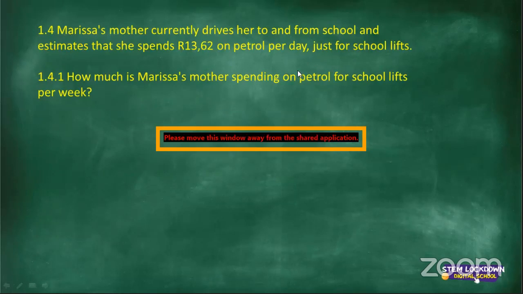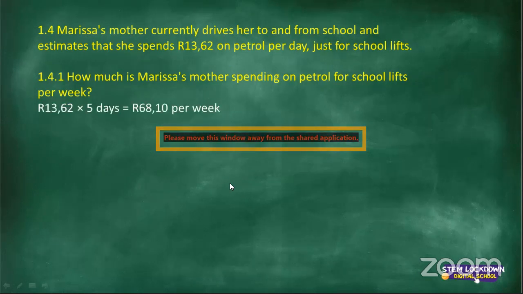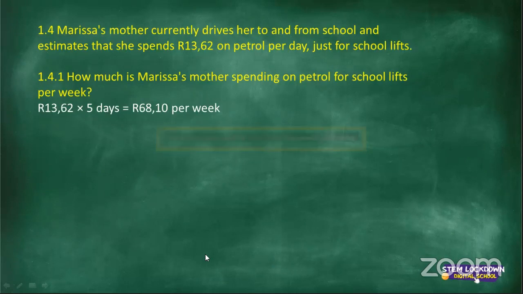Per week, it is 13 rands 62 multiplied by 5 days, which is 68 rands 10 cents. That is how much. Yes, everyone there is correct. 68 rands 10 cents. Everyone has given me a correct answer. And then there are those who gave me 68.1. Although that is correct, guys, 68.1 and 68.10 are both correct.